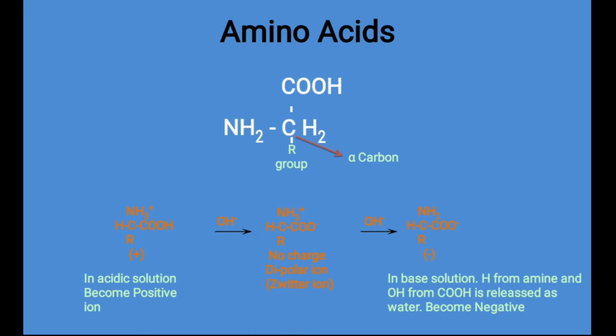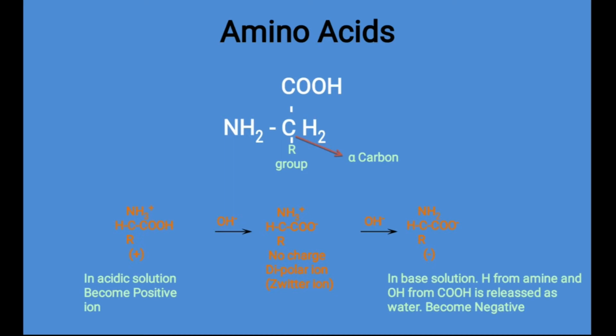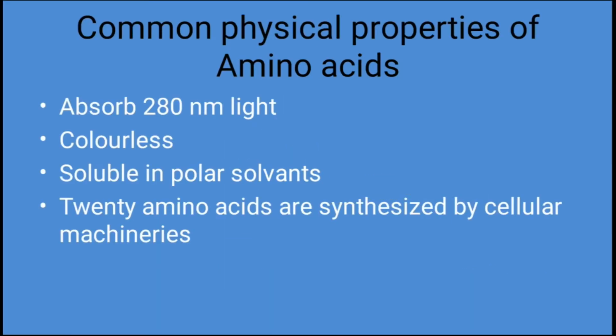When we dissolve these amino acids in an acidic solution, the proton present in the acidic solution interacts with COO minus and becomes COOH. So ultimately the NH3 plus gives a positive charge. So in acidic solution the amino acids are positively charged and move towards the negative electrode. Whereas if we dissolve the amino acids in a base solution, one hydrogen from NH3 and OH in the COOH is released as a water molecule, so ultimately it is negatively charged, so it moves towards the positive electrode.